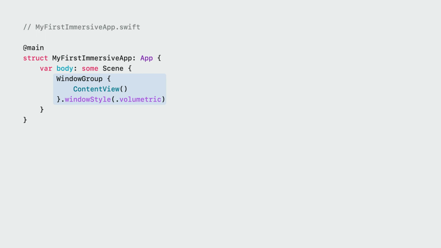Window group is a scene that creates one or more windows or volumes that present the given view. The first scene in the body property is the one that will be presented by the app when it is launched, and you can add additional scenes to your app by adding them after the first scene. We'd like our app to present an immersive space with the content we just created in Reality Composer Pro. The space will show the contents of a new view called Immersive View that we will add to our app.